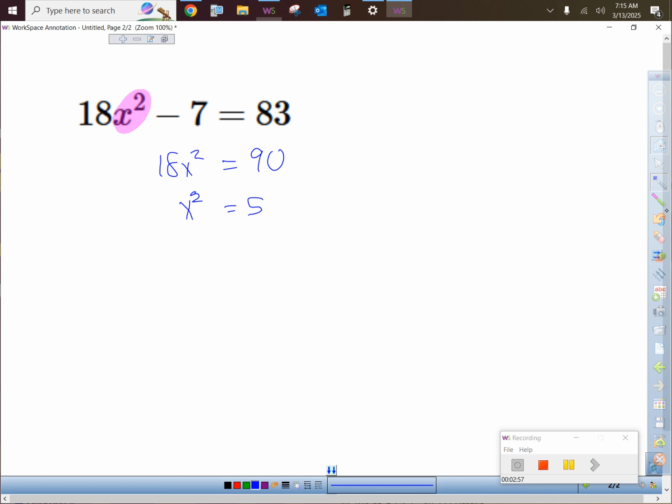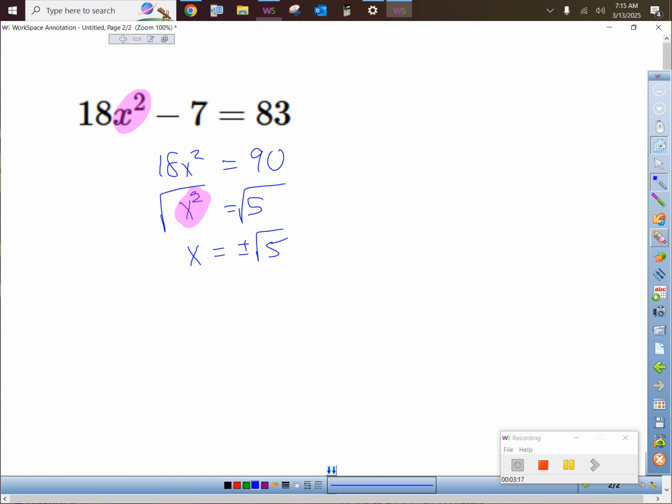And the idea, again, for the square root method is to get x squared all by itself. Remember, it can't have x to the first in it. We'd have to do something else. So when you get x squared all by itself, you can square root both sides, and x will equal plus or minus the square root of that guy. And then you have your two answers.